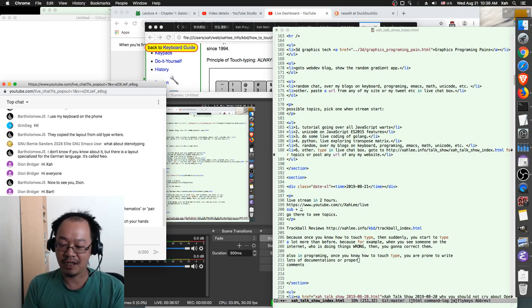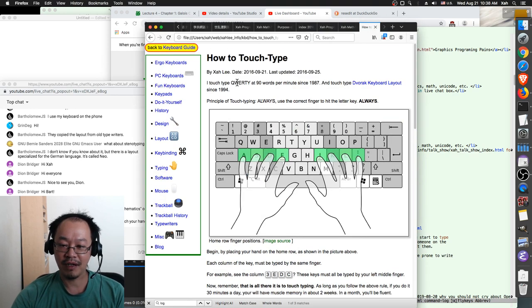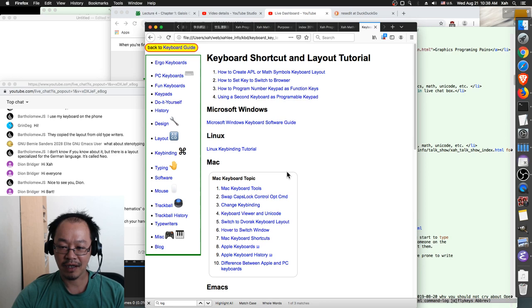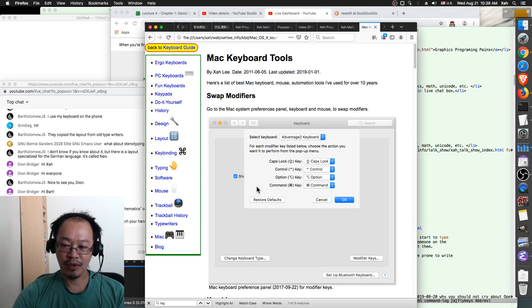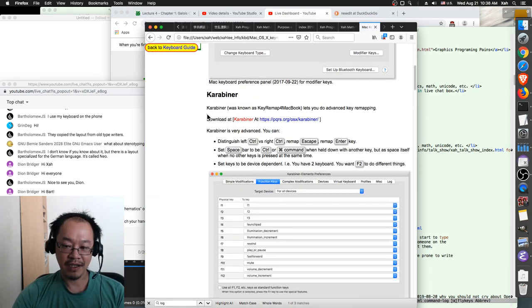Okay, it's a good utility, but today there are many. Let me show you. It's all on my website. I have a few hundred articles on these details. So, software keyboard, the keyboard software section, Mac keyboard tools. Carabiner is the best.